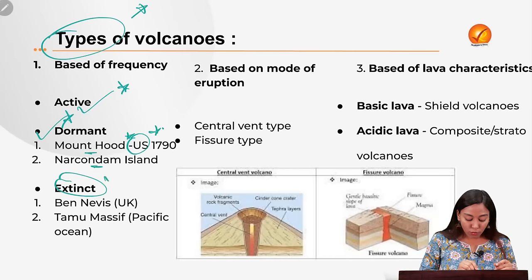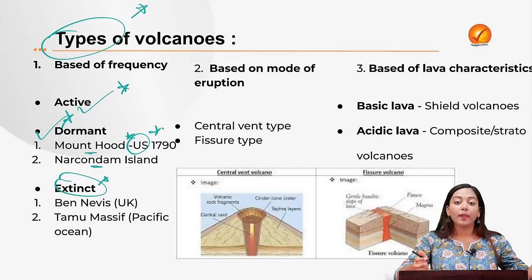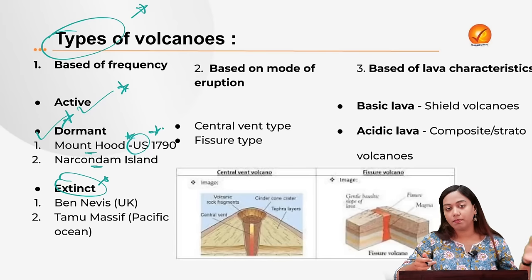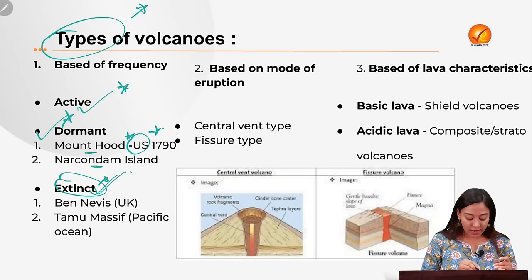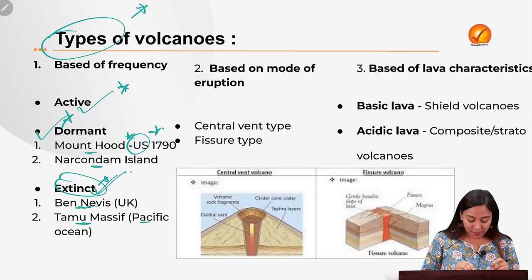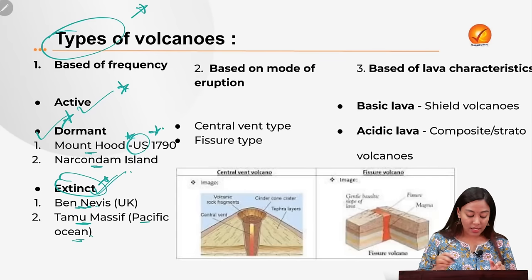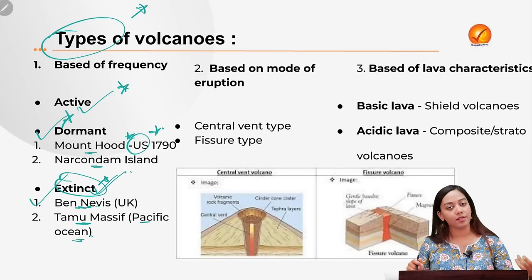Now, what if a volcano has taken up the structure and composition of lava or of the pyroclastic material, but has not erupted even going back 10,000 years, basically not in our geographical frame of scale. So these are known as the extinct volcanoes, generally seen in Scotland. So there is Ben Nevis of Scotland. Then there is Tamu Massif, one of the largest volcanoes underwater. And this is in the seafloor of the Pacific Ocean. These are the extinct volcanoes. These examples are going to help you a lot in framing answers for mains.